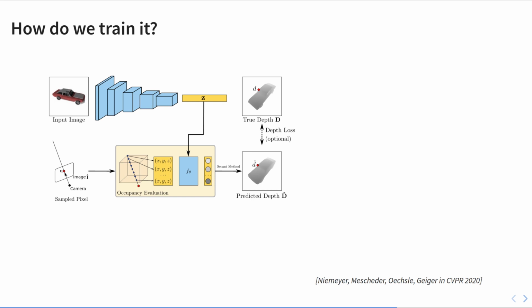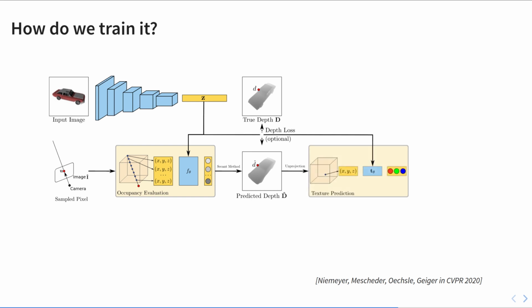Alternatively, we can now take our predicted depth and unproject pixel U back to 3D space to evaluate our texture field to get the predicted RGB color values. Repeating this for all pixels on the image plane, we get our predicted rendering. We can now apply an L1 loss on the predicted image against the true image. We can see that we can train our models with 2D-based observations.